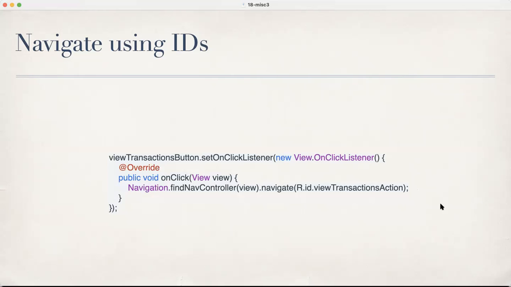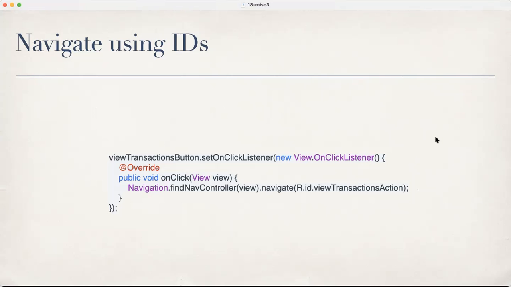All right, navigating using the IDs. This is how you would do it. So here is an example of a view transaction button, which has a click listener, which takes the find nav controller for this view and then calls navigate with the action, view transactions action. So from here, you're going there. So presumably this is part of your navigation graph.